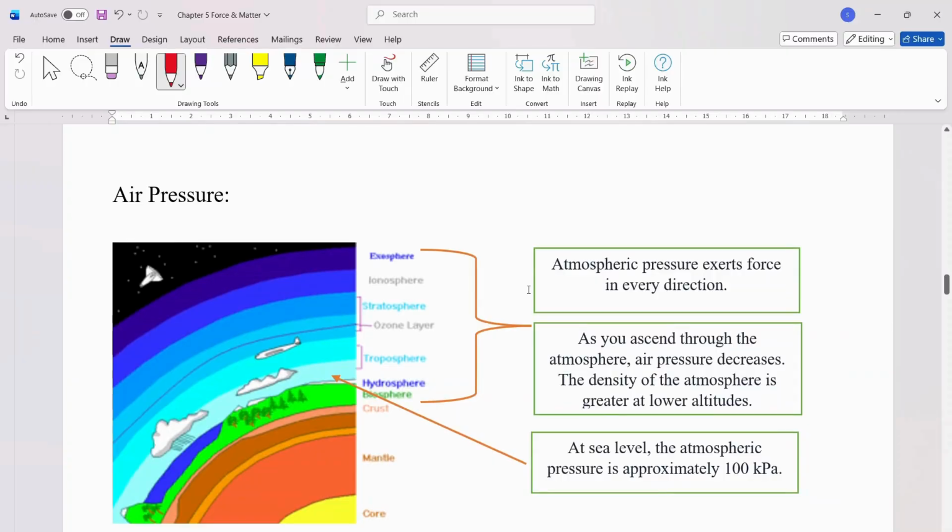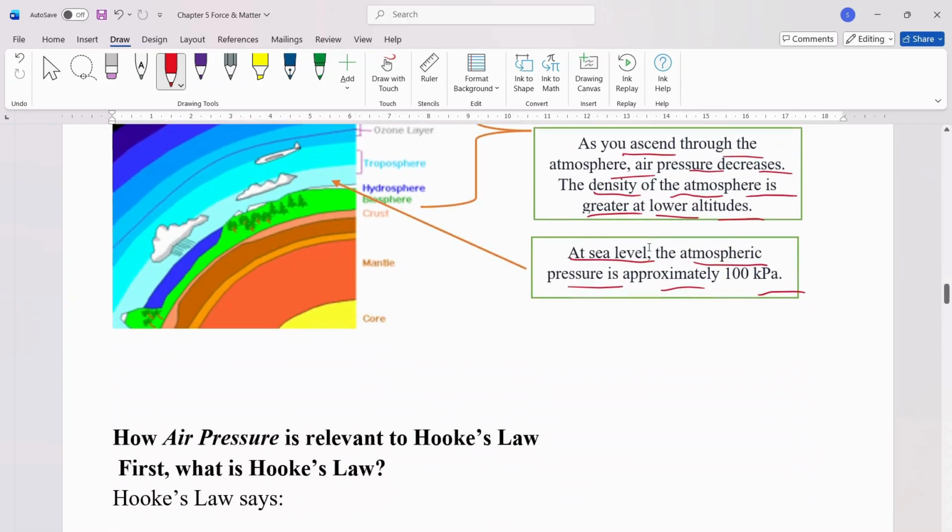Then we have an example of air pressure. Atmospheric pressure exerts force in every direction. As you ascend through the atmosphere, air pressure will decrease. The density of the atmosphere is greater at lower altitudes. At sea level, the atmospheric pressure is approximately 1000 kilopascals.